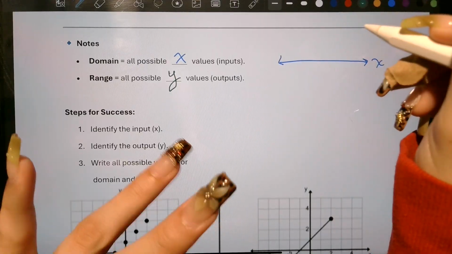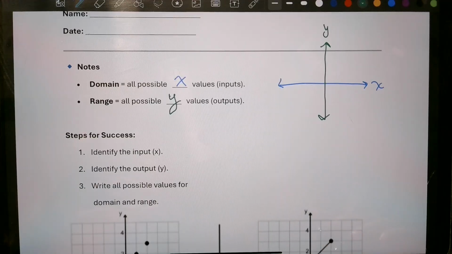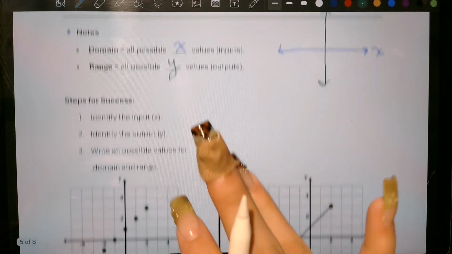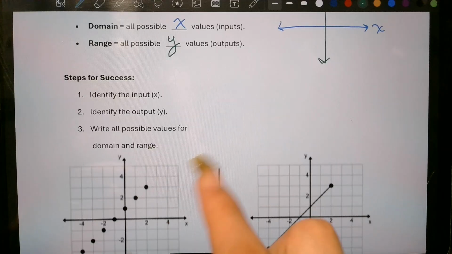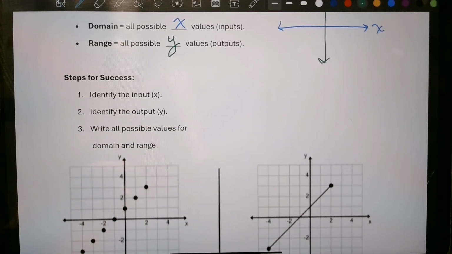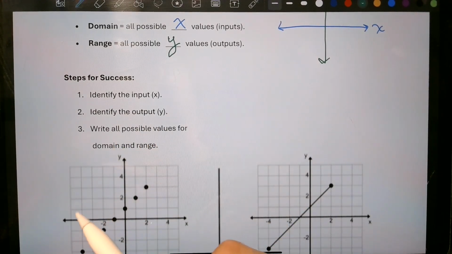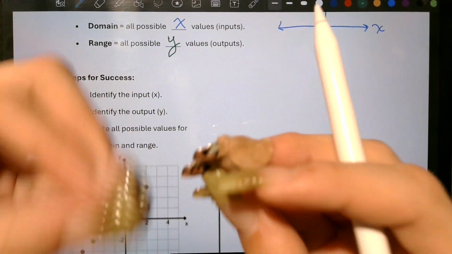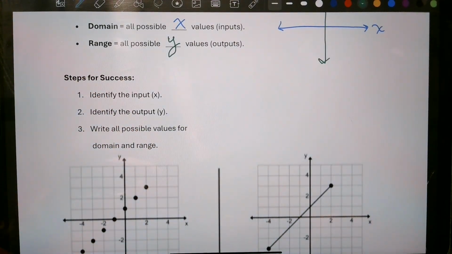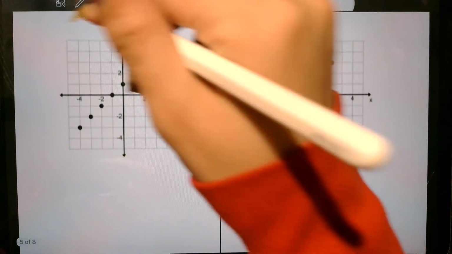So we're going to have to look at the y-axis to figure that out. Okay? Steps for success: identify the x or the inputs, identify the outputs or the y, and then write all possible values for the domain and range. So all possible values. If we have discrete data, it's going to be a limited set of numbers that are all the possible values. When we have continuous data, there's kind of this infinite amount, and we have to write that as an interval. So let's go back and remember what that looks like.